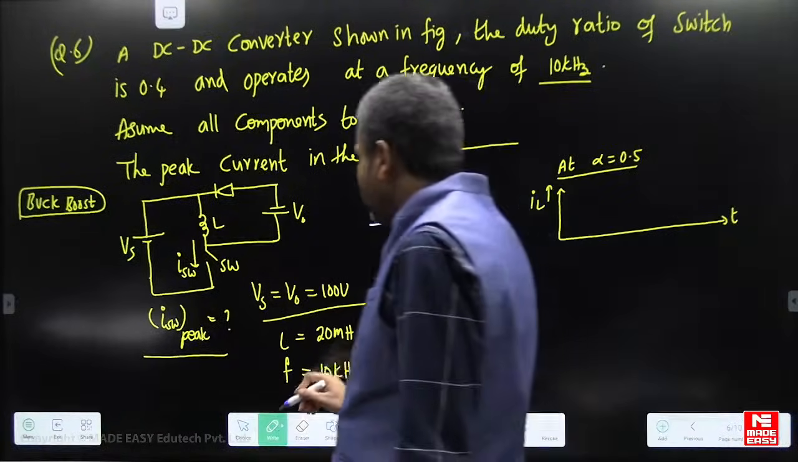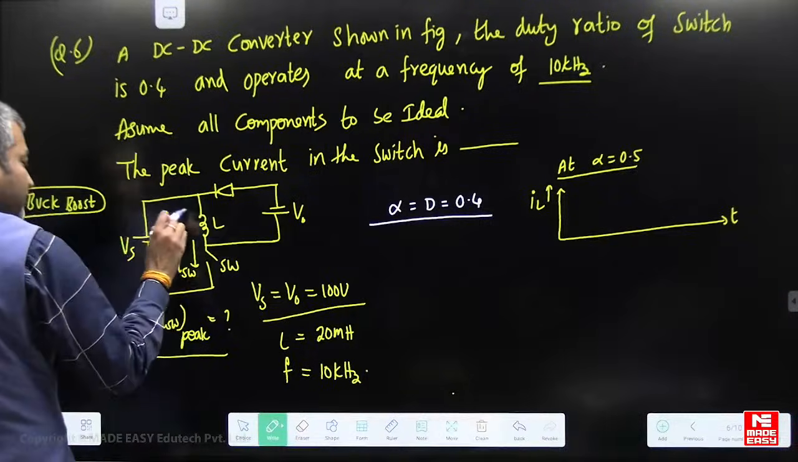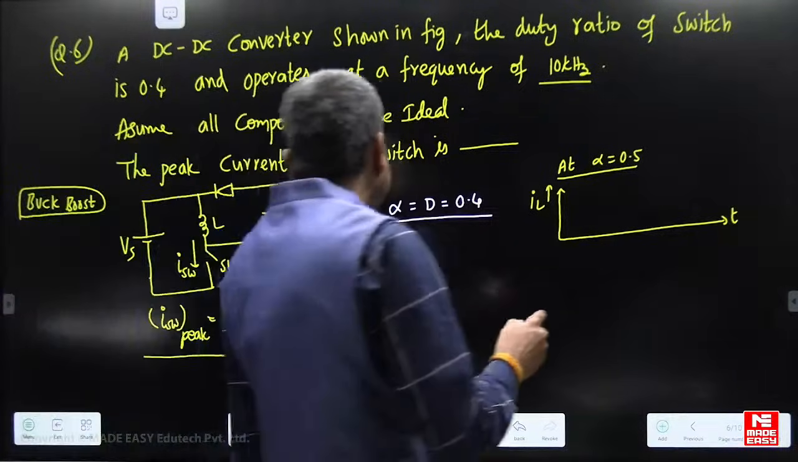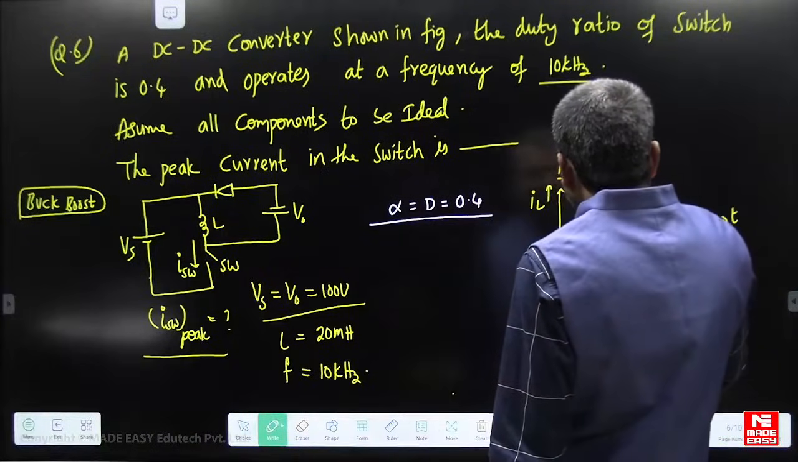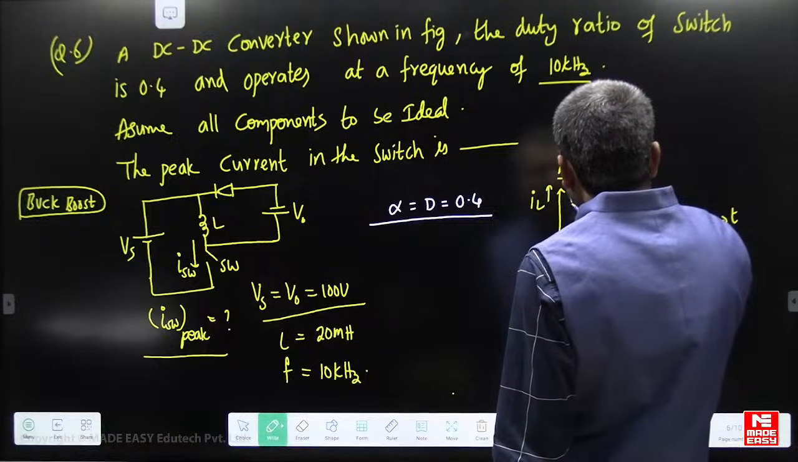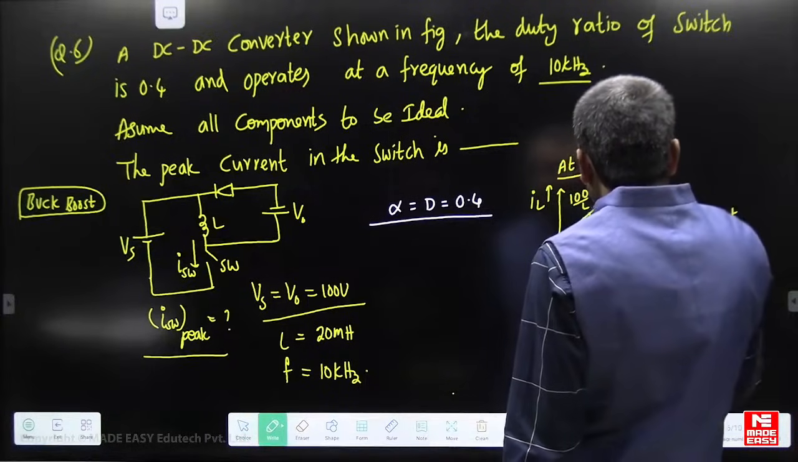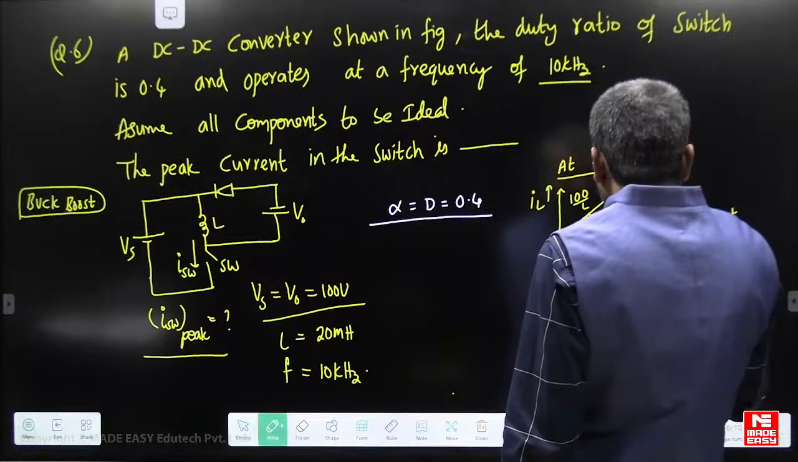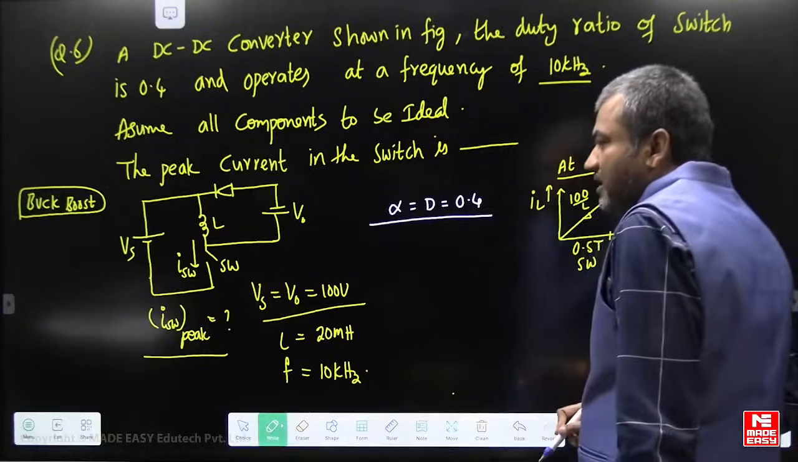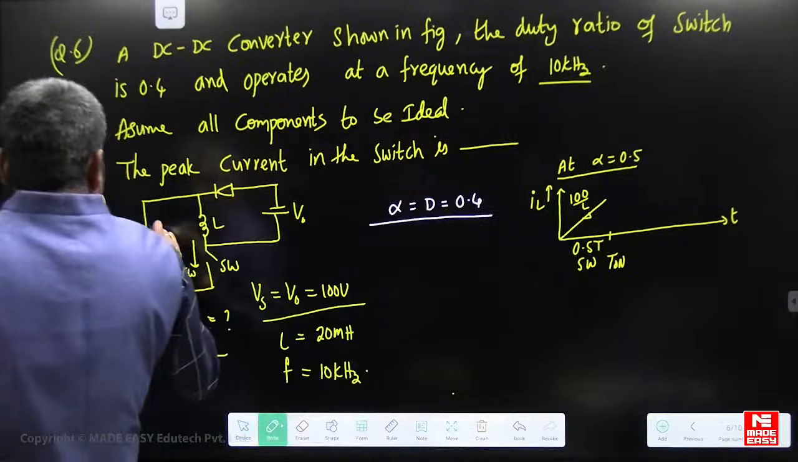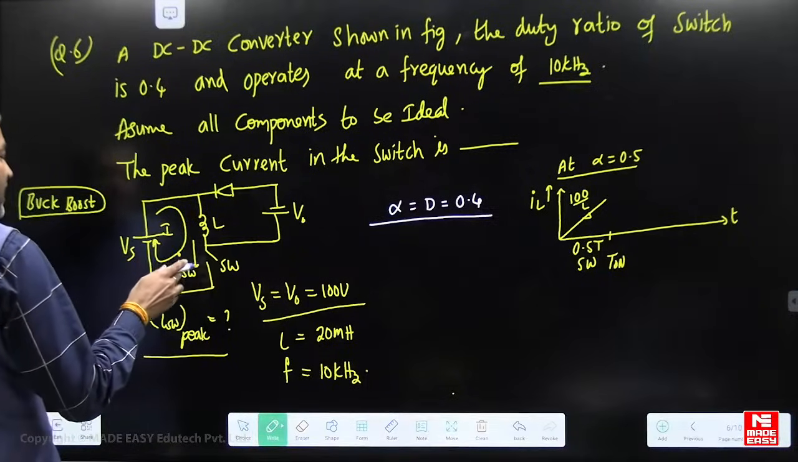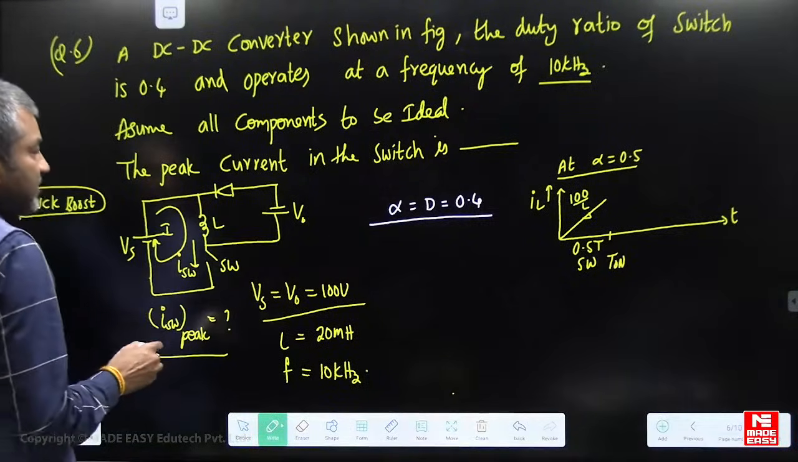So in the first mode, when you turn on the switch, the inductor voltage is Vs. So the inductor current is linearly rising at a slope of 100 by L, because Vs is 100. This is for 50% of the duty cycle. This is the T on where the switch is in the on state. So this is the first mode. Until the switch is on, the inductor is charging and current is linearly rising at a slope of 100 by L.